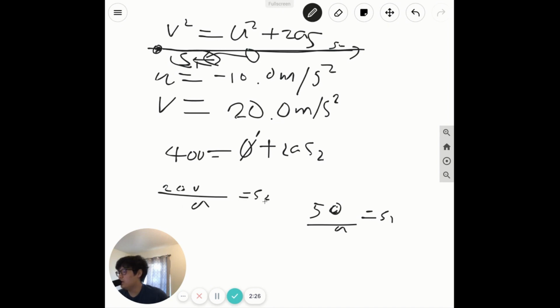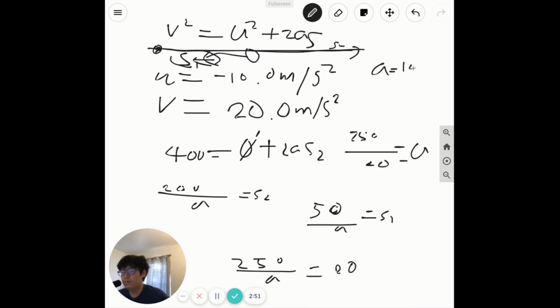So since the total distance is 20, so 200 plus 50, so 250 divided by a is equal to 20. So we can take the reciprocal, and then that gives us a. So a is equal to 12.5 meters per second squared.